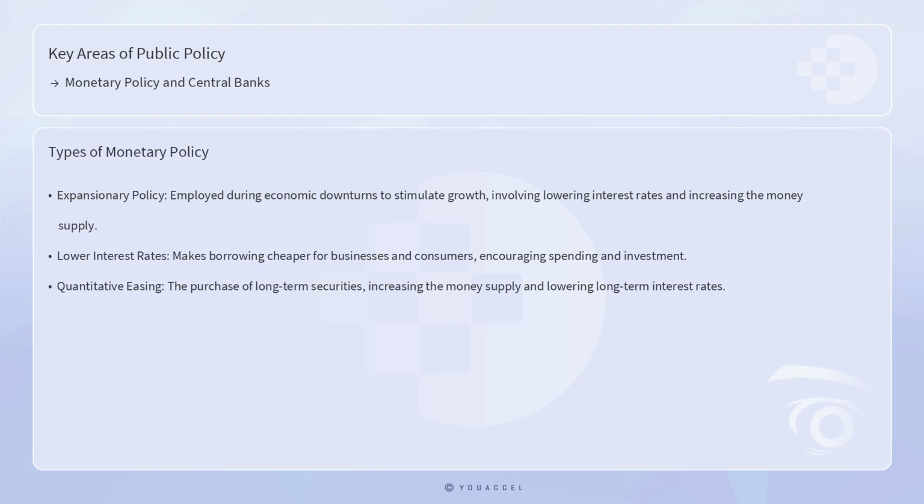Lower interest rates make borrowing cheaper for businesses and consumers, encouraging spending and investment. For example, during the 2008 financial crisis, the Federal Reserve slashed interest rates to near zero and implemented quantitative easing programs to infuse liquidity into the economy. Quantitative easing involves the purchase of long-term securities, which increases the money supply and lowers long-term interest rates, further promoting economic activity.